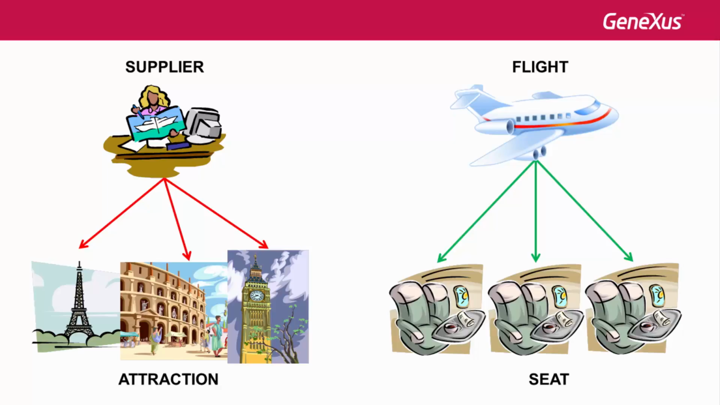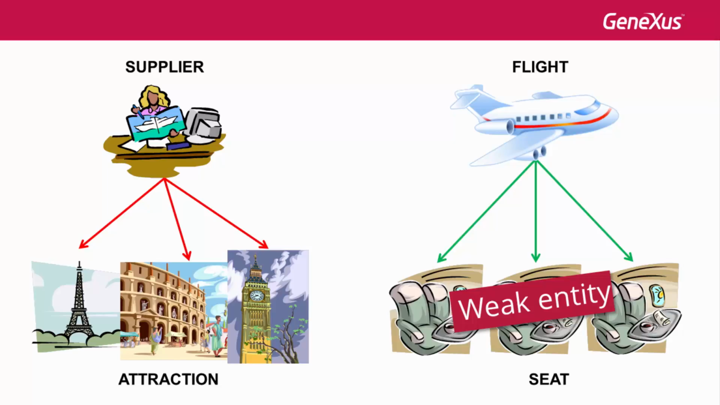The other difference is that when we're entering the details of a flight, we're also entering the details of its seats. Just like when we enter an invoice with lines, all the information is entered at once. On the other hand, the suppliers and attractions details do not have to be entered all at the same time. An entity such as seats, which only makes sense if it's represented in relation to another entity, in this case flights, is called a weak entity.